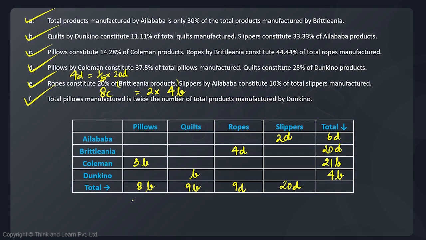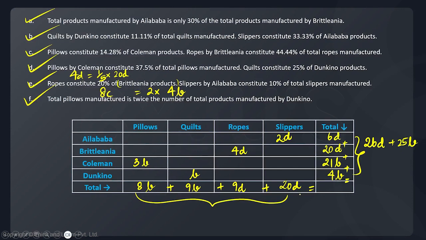Now, if you talk about the total products manufactured and the total products manufactured by the 4 companies, they should be the same. In other words, 6D plus 20D, which is 26D, plus 21B plus 4B, which is 25B. And if I talk about the total products across all the 4 companies, 8B plus 9B is going to be 17B, and 9D plus 20D is 29D. So we can say that they both are the same. If we try to solve it, we will get 3D is equal to 8B. That means D is 8 and B is 3.